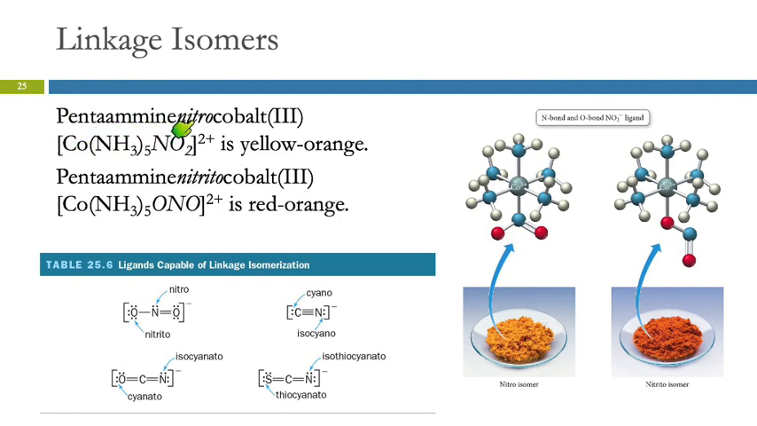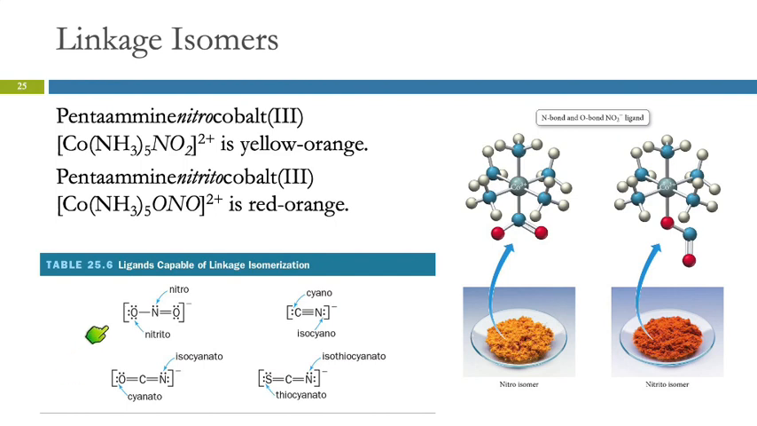Pentaamine nitro cobalt 3, pentaamine nitrito cobalt 3. One is yellow-orange and one is red-orange. So the color difference is not dramatic, like black and white, but there's a distinct difference in color because of how this nitrite ion is connected. Here it's connected with the nitrogen, and here it's connected with the oxygen.